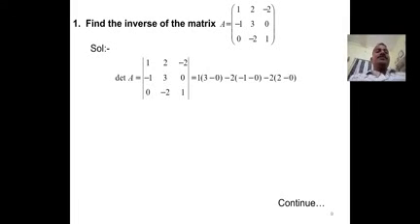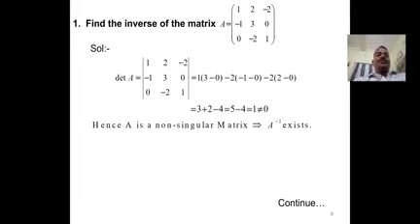Now some of the problems we have seen just now for getting the inverse of A. A is equal to 1, 2, minus 2, minus 1, 3, 0, 0, minus 2, 1. For getting the A inverse, we have to find the determinant of A, then check whether it is singular or non-singular. With the help of that, you can find the A inverse. After getting the determinant of A, the determinant of A is 1, which is non-zero. Therefore A is a non-singular matrix. Therefore A inverse exists.